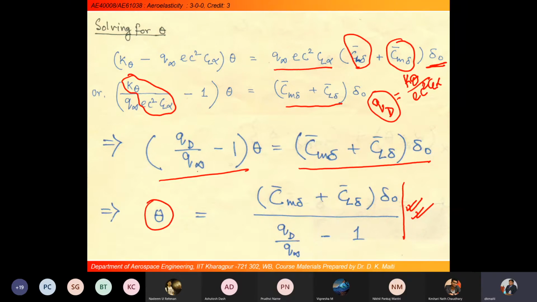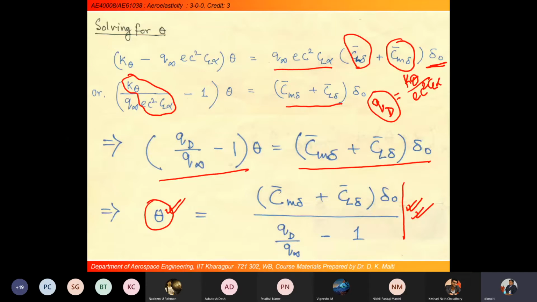So QD by Q infinity minus 1 into theta. The right hand side is Cm delta bar plus Cl delta bar into delta naught. Solving this, we get theta is nothing but Cm delta bar plus Cl delta bar into delta naught, this whole thing divided by QD by Q infinity minus 1.